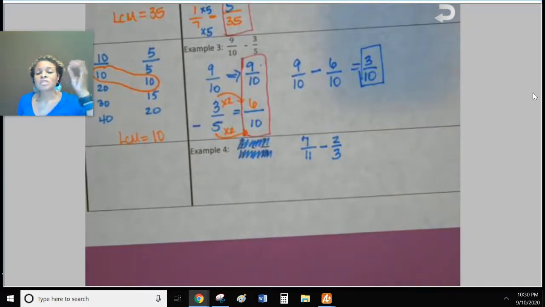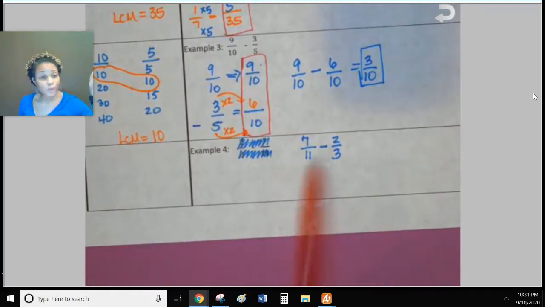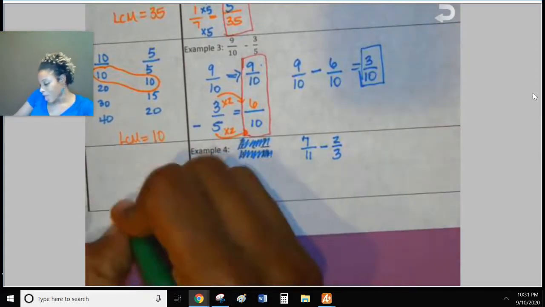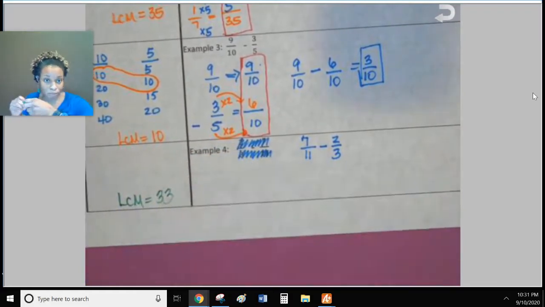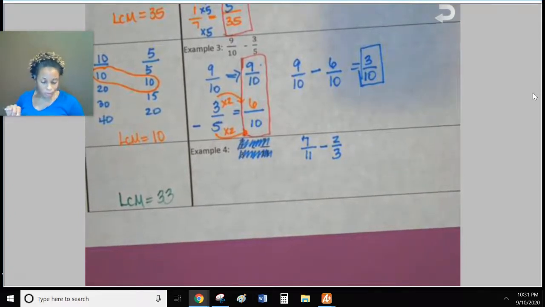Let's look here. 7/11 minus 2/3. Common denominator? Nah. So you need to list out your factors. Maybe you were able to look at it and off the top of your head, you were like, I know the LCM. And hopefully you did. And you wrote that the LCM was 33. If you got 33 for your LCM, you are righter than right. That is correct.